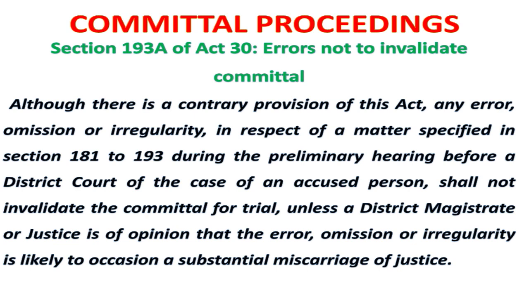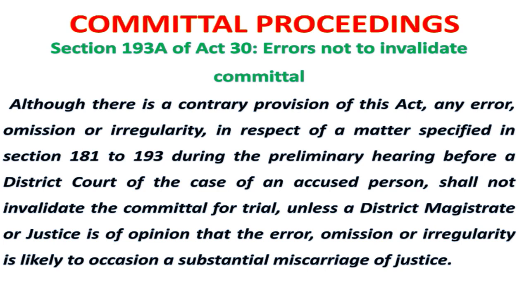Although there is a contrary provision of this act, any error, omission, or irregularity in respect of a matter specified in sections 181 to 193 during the preliminary hearing before a district court of the case of an accused person shall not invalidate the committal for trial unless a district magistrate or justice is of the opinion that the error, omission, or irregularity is likely to occasion a substantial miscarriage of justice. End of quote. So it's not automatic that once you commit an error, it will invalidate proceedings.